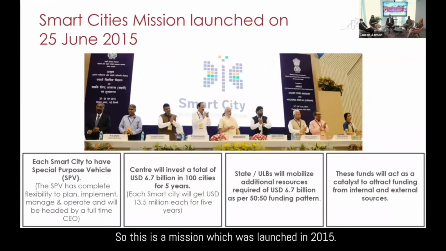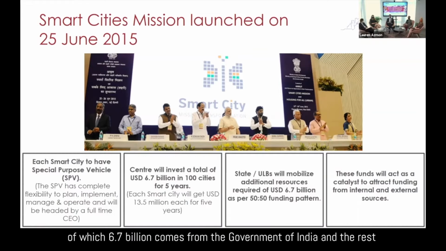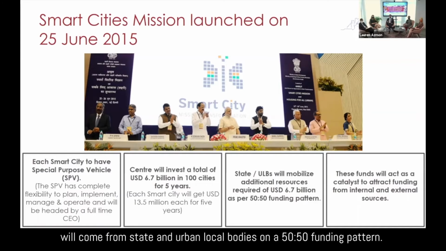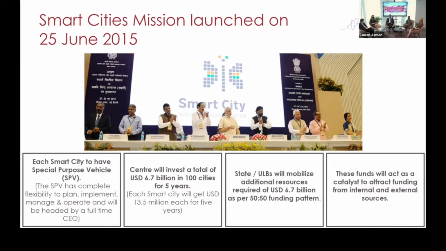This is a mission which was launched in 2015. Recently, each city, which is a smart city under the mission, has a special purpose vehicle, a separate company which is established to implement the mission. Close to $30 billion investment in 5 to 7 years, of which 6.7 comes from the government of India, 6.7 comes from states, and the rest comes from the city, and so on.